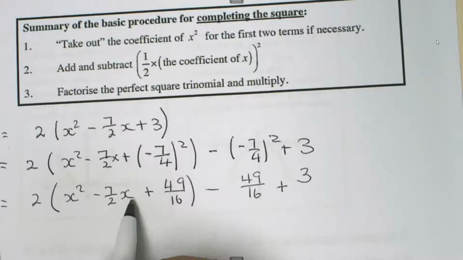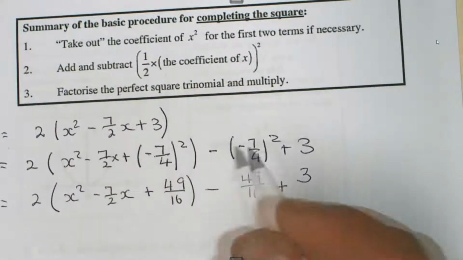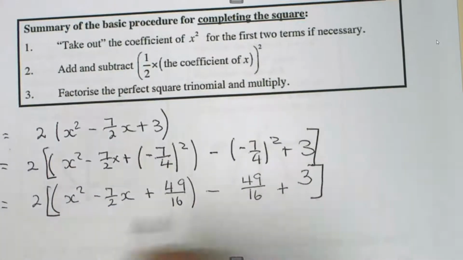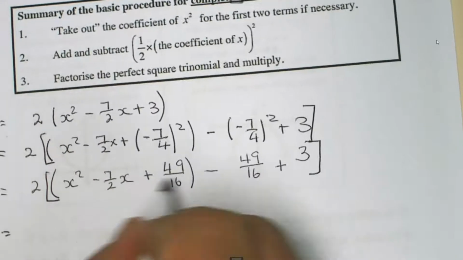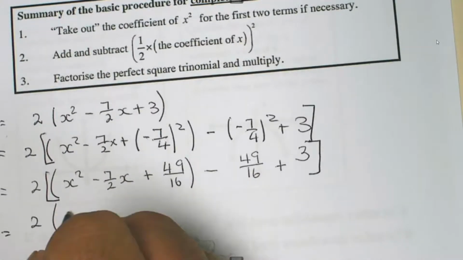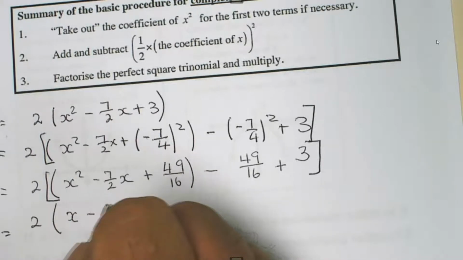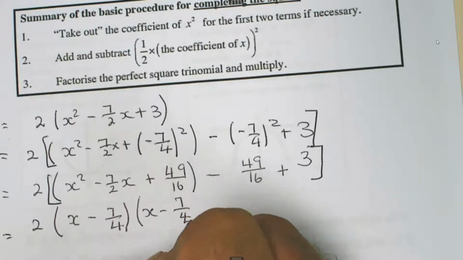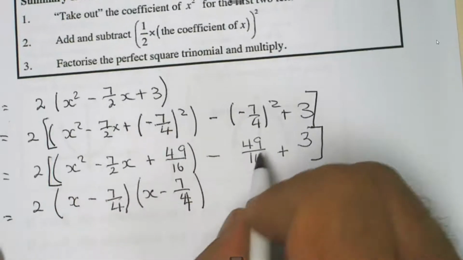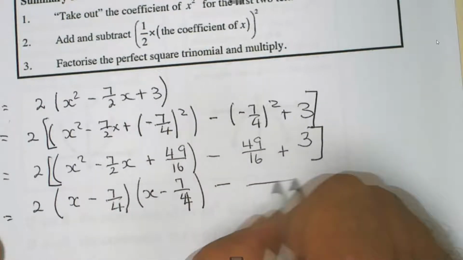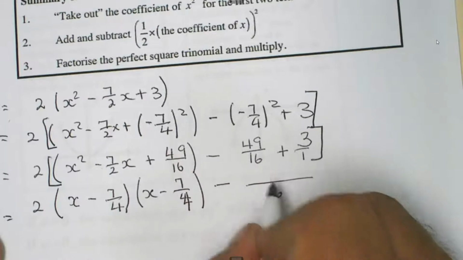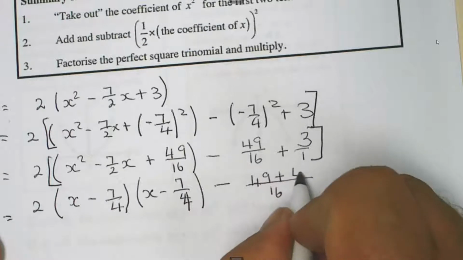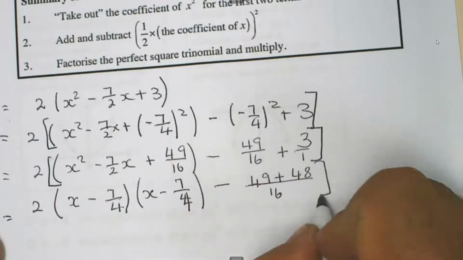Now, in this case, you can say that the factors of that is 2 brackets x, same sign, both negative, negative 7 over 4 and x negative 7 over 4. And this here, we put a negative here and we get the LCD here, which is equal to 16. So it becomes 49 plus 16 times 3 gives you 48 over 16.